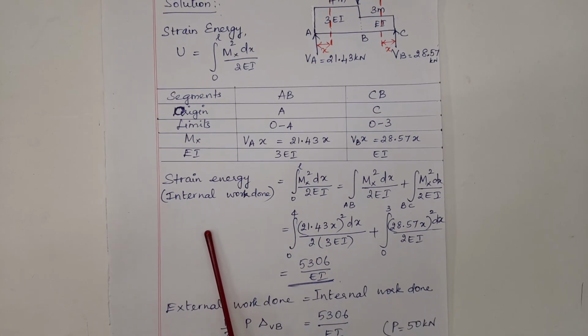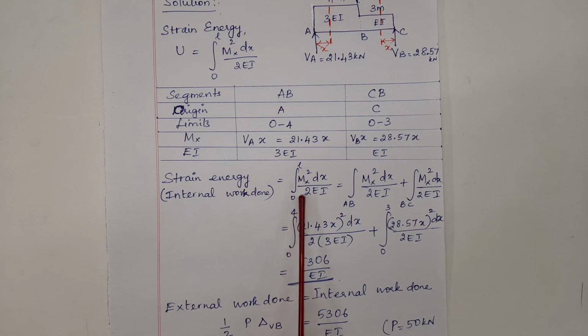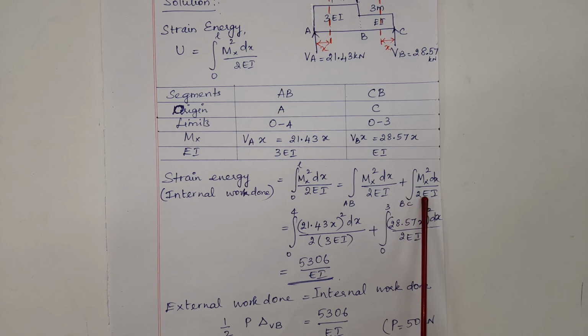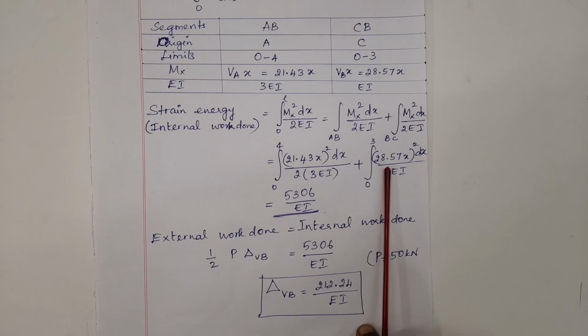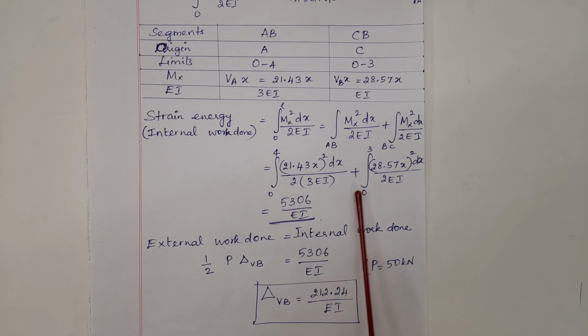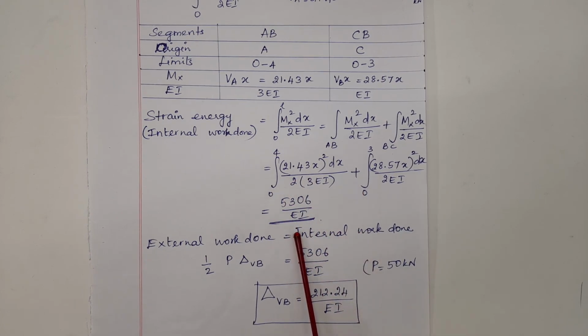Next I determine what is the strain energy. It is the integral 0 to L of M squared dx by 2 EI. It is divided as the integral value for the segment AB plus the integral value for the segment BC. Values are substituted. Integration is done between the limits and finally we get the value of strain energy due to bending, or the internal work done.